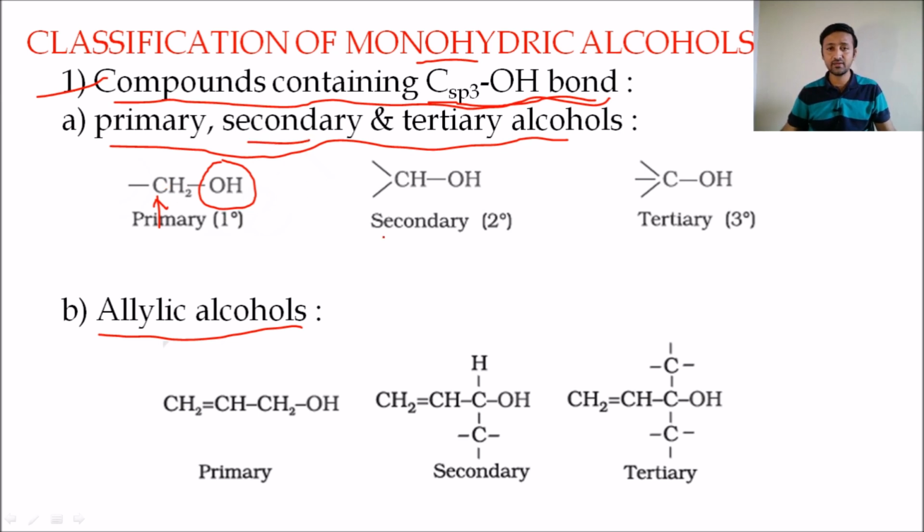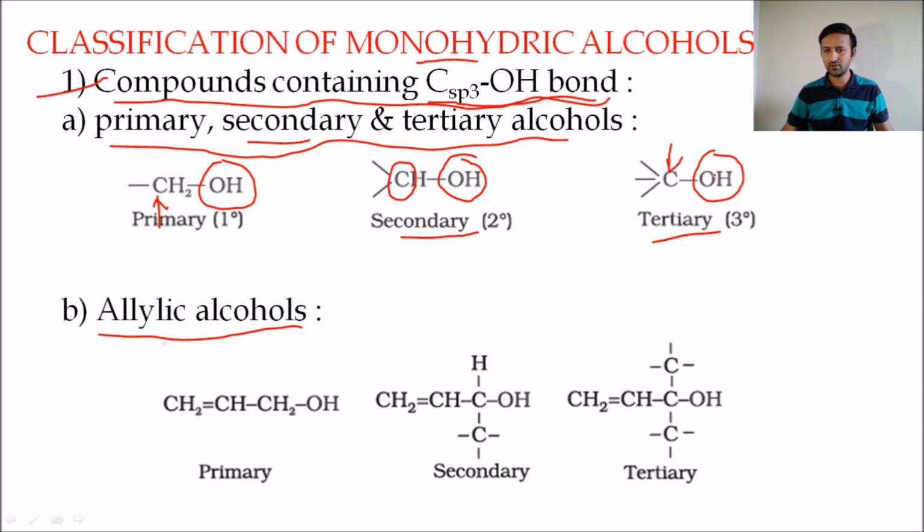Now the secondary alcohol, meaning of this is OH should be attached to a secondary carbon. This is secondary carbon because it is attached to two more carbon atoms. So the alcohol is said to be a secondary alcohol. Next one, tertiary. We can take OH attached to a tertiary carbon, and the meaning of tertiary carbon is a carbon attached to three more carbon atoms.